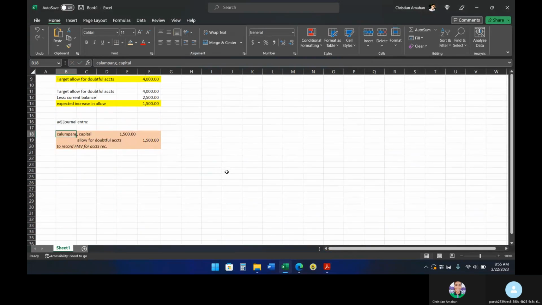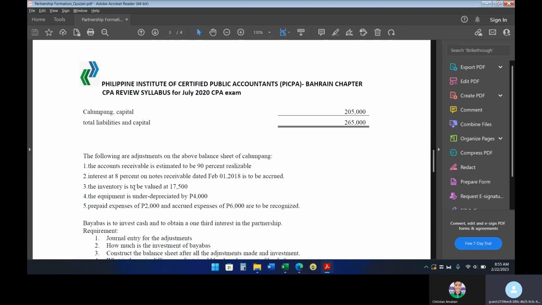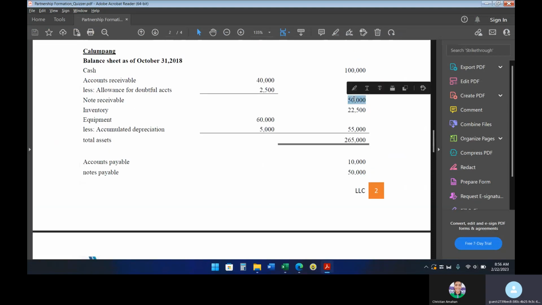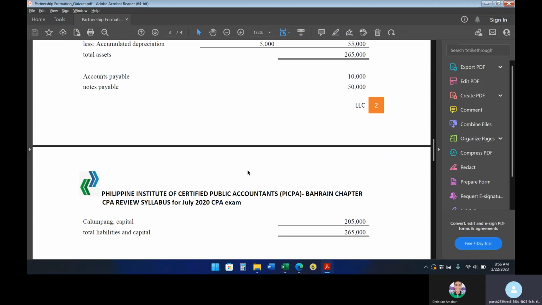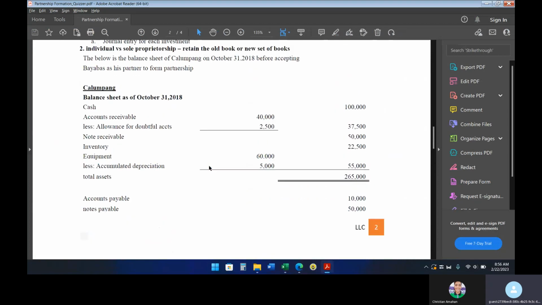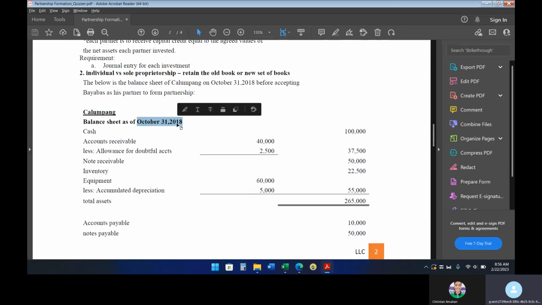Okay? So adjustment number 2. Adjustment number 2 calls for the accrual, no? Kinahanglan daw ta mag-accrue og interest nato, interest income atong i-accrue related sa notes receivable. Now, si notes receivable is at 50,000 pesos. Ang atong interest rate is at 8% and then ang ato ang interest will run from February 1 kung kano sa nato nadawat ang atong notes receivable until October 31. No, kay mao man na siya ang period kung kano saan nato dapat i-close ang books ni partner Kalumpang.